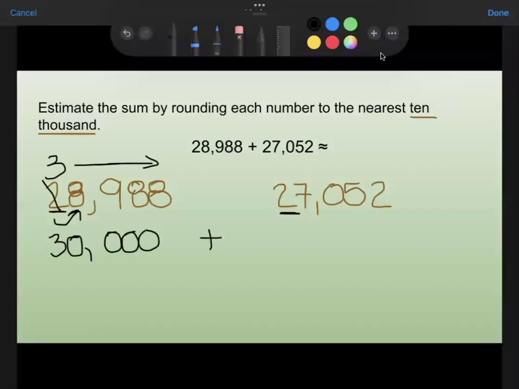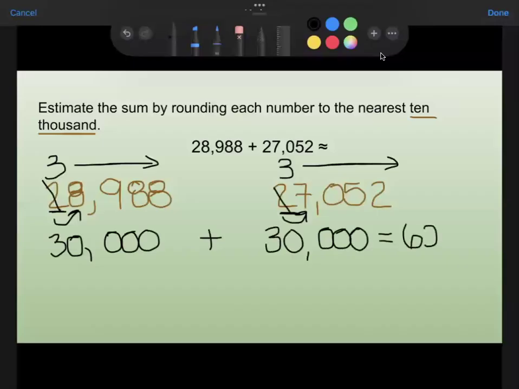plus. Now I'm going to go over to the other number, and I look right next to it, and that is also 5 or more. It's a 7. So this rounds up to 3, and the rest 0. So we've got another 30,000 here. If I add those together, 30,000 and 30,000, I end up with 60,000. That would be the estimate for the sum.